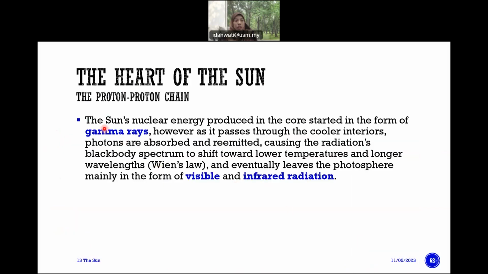So the sun's nuclear energy produced in the core starts in the form of gamma rays. However, as it passes through the cooler interior, photons are absorbed and re-emitted, causing the radiation of the black body spectrum to shift toward lower temperature and longer wavelength. So it's Wien's law. So eventually it leaves the photosphere, mainly in the form of visible and infrared radiation.